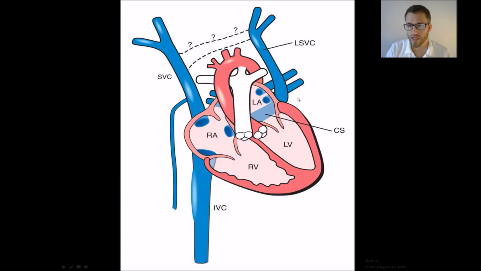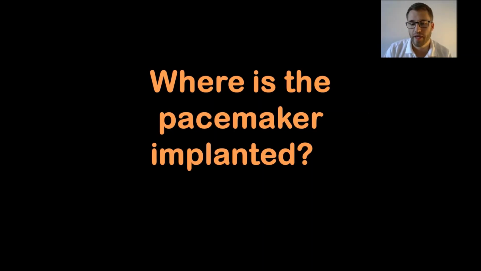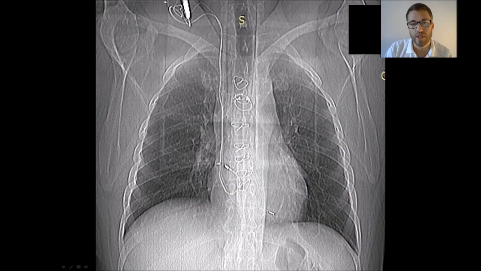So if our suspicion is right, the colleagues who implanted the pacemaker would have chosen the right side for implantation and not the left, or they tried the left side and then switched because they had problems implanting the leads and switched to the right side. So where is the pacemaker implanted? And indeed, if we take as reference the chest x-ray picture from the emergency department where the patient presented, then we see that the colleagues indeed put the pacemaker on the right side.